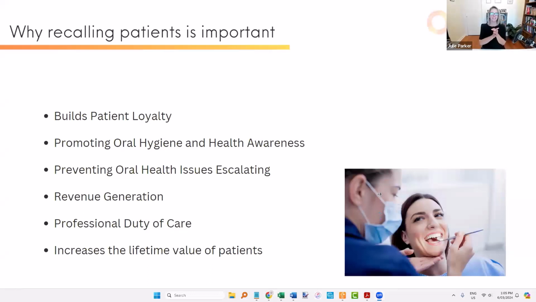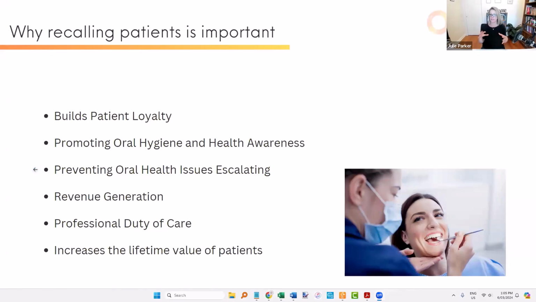The second reason why recalling patients is important is it promotes oral hygiene and health awareness. So this is probably the most basic reason. This is part of what we do. We help dental patients be healthy. And so we get to promote that every 6 months to them. It also prevents oral health issues from escalating, even possibly appearing in the first place.